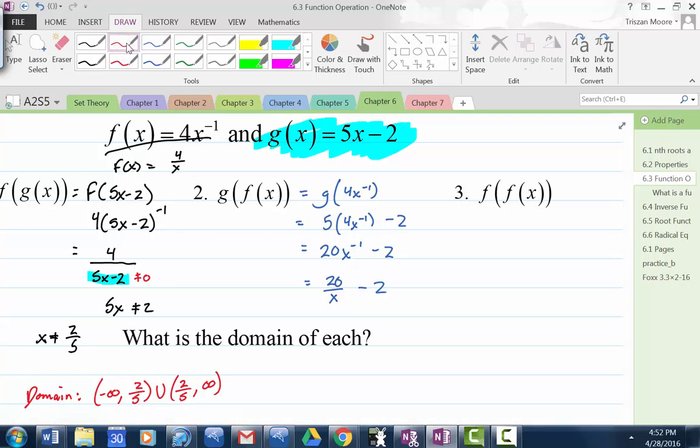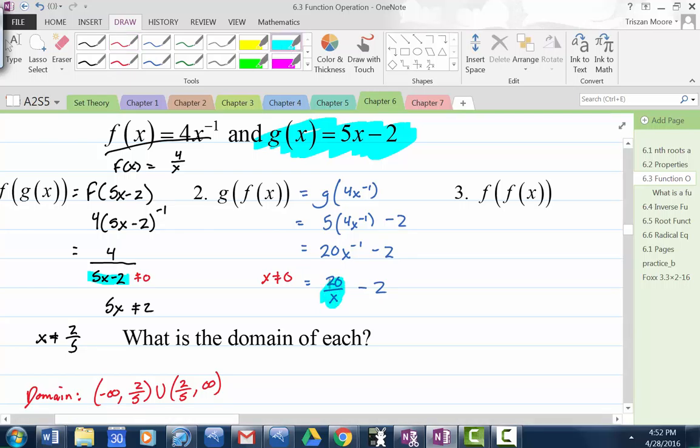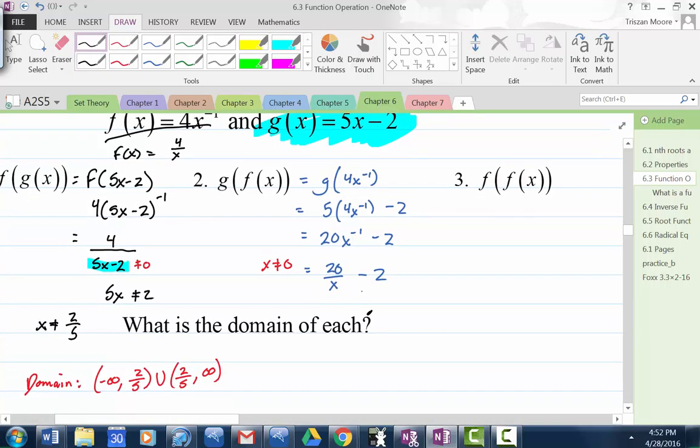If you're looking at a problem like this, really, in this case, x could not equal 0. Why? Because if x equals 0, then this part won't work. So since that part won't work, our domain is pretty much going to be from negative infinity to 0, union with 0 to positive infinity.